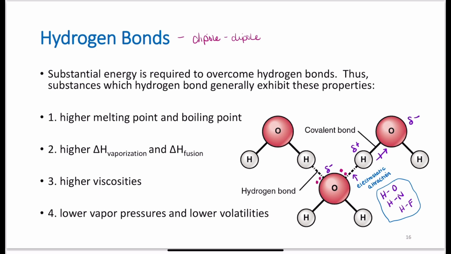They have higher delta H vaporization, delta H fusion. Remember, delta H is just heat of reaction. So this means the heat to vaporize, which we will talk about in just a bit, but vaporization is going from your liquid phase to your gas phase. And the delta H fusion is the heat to fuse or melt something. They also have higher viscosities, which we've already talked about. Viscosity is the resistance to flow. The stronger the IMF, the more resistance it will have to flow, because it's holding the molecules together better. Lower vapor pressures and lower volatilities as well.